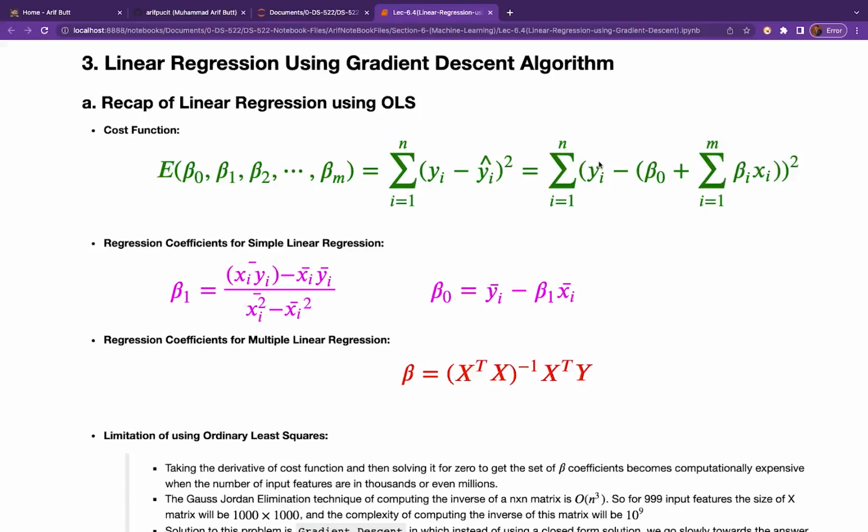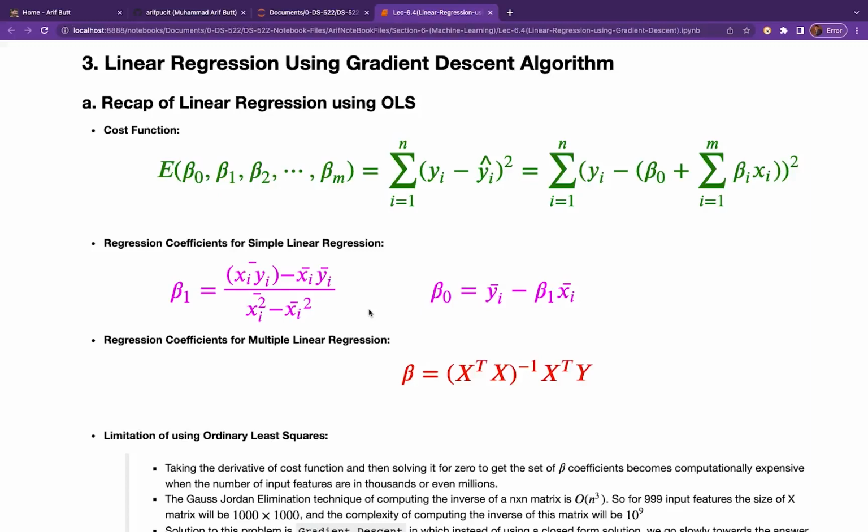Well, having the data set, we have all these x's and y's, and the objective was to find these beta values that will make the value of this error function as close to 0 as possible. For simple linear regression having a single feature variable, we just took the derivative of this cost function and set it equal to 0, and finally we arrived at these two formulas of beta 1 and beta 0 shown in magenta color over here.